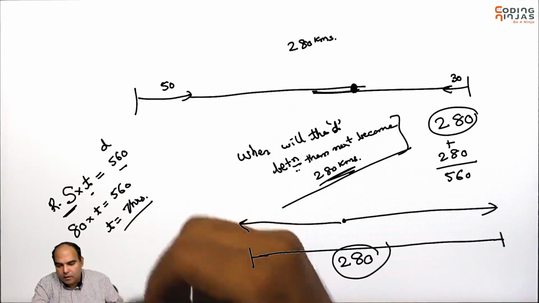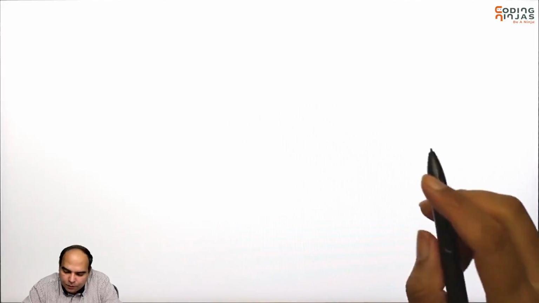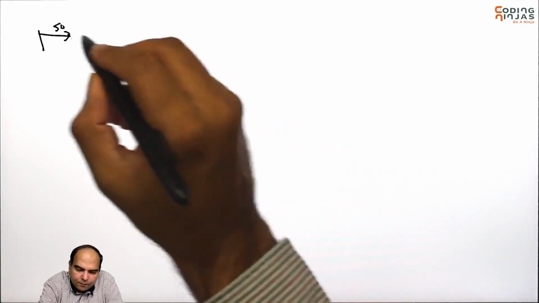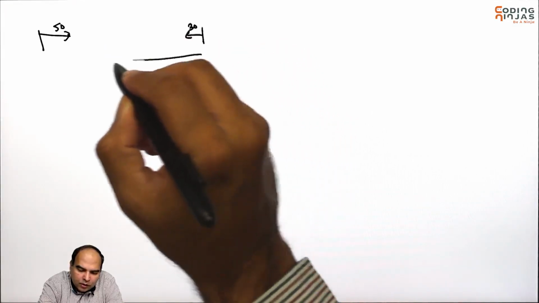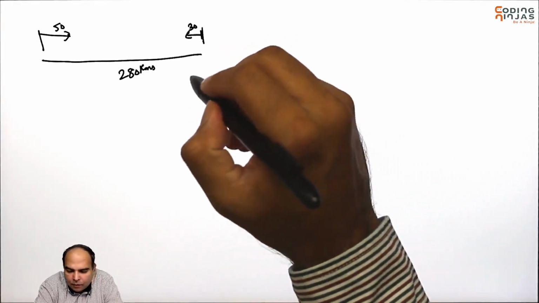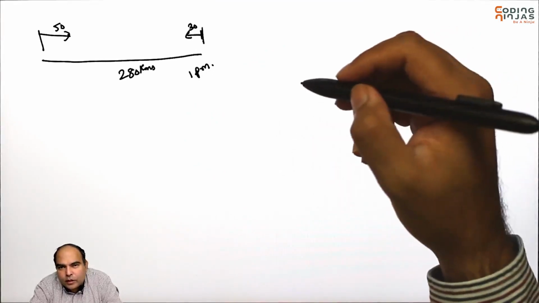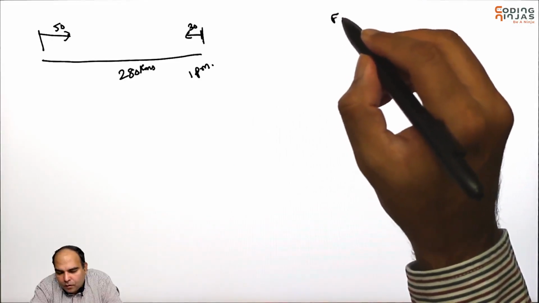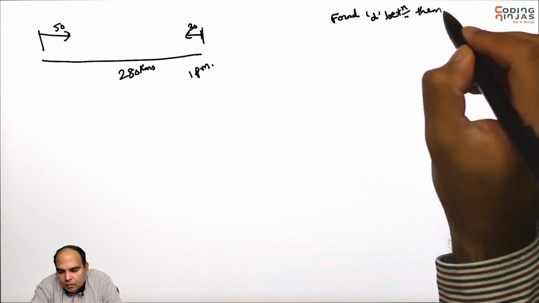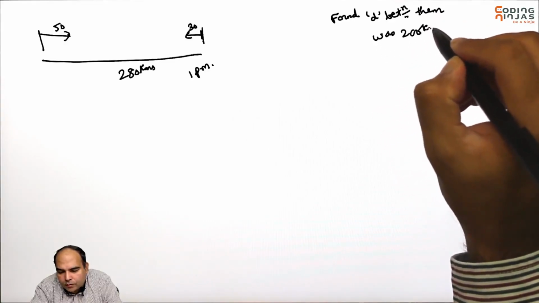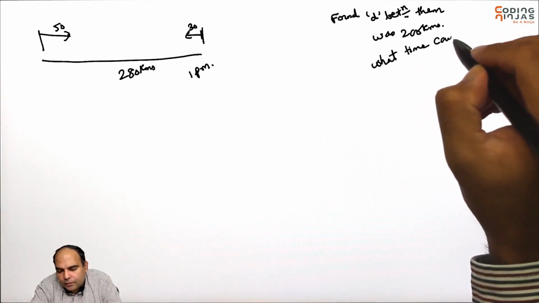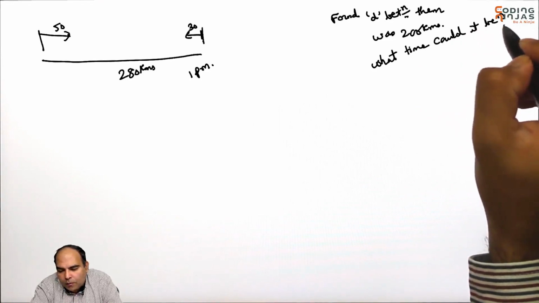560 by 80. And instead of 280, if I had asked you a different question, same scenario, moving at 50, moving at 30, original distance between them is 280 kilometers, and they start at the same time, let's say at 1 p.m. And then I changed the question to saying that after some time it was found that the distance between them was 200 kilometers. Then what time could it be?